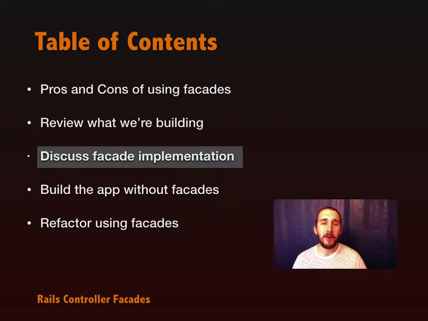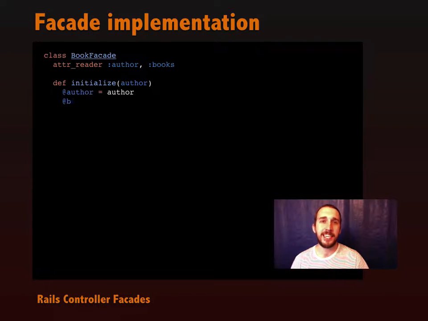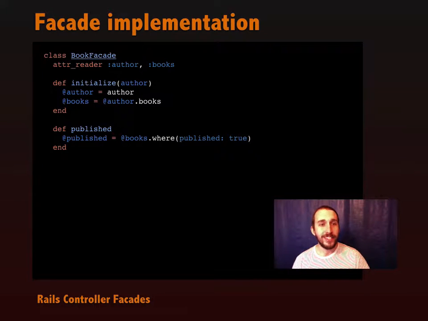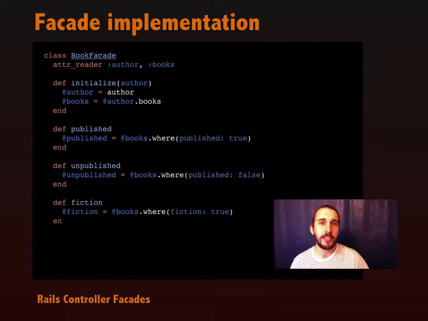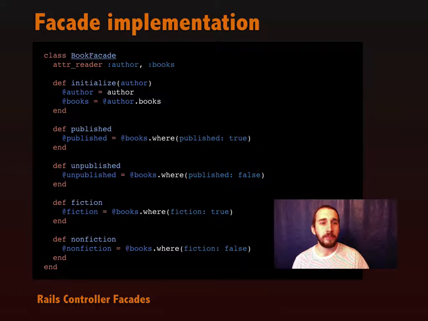So far we've gone over the pros and cons of using facades. We've discussed a little bit about what we're going to be building. Let's go ahead and actually look at what a facade looks like. The book facade is simply just a Ruby class that we're going to instantiate within the controller. For this example, we took all 6 of those objects that we saw earlier, and we're defining methods that are going to return those values.